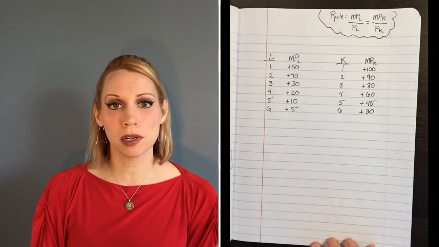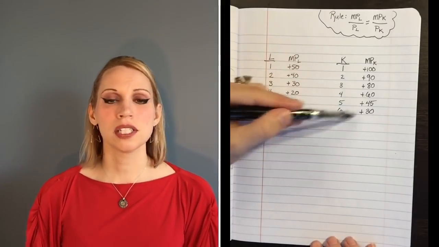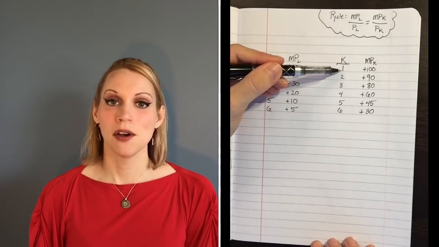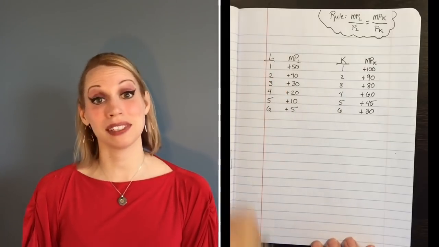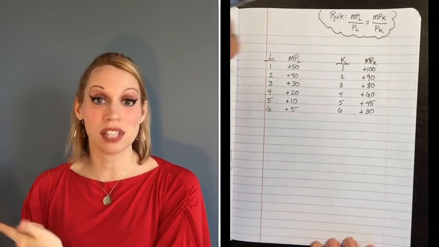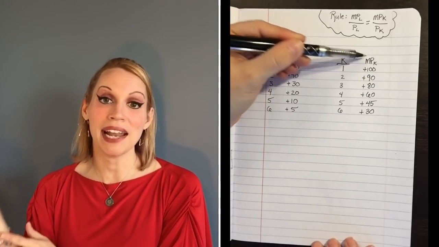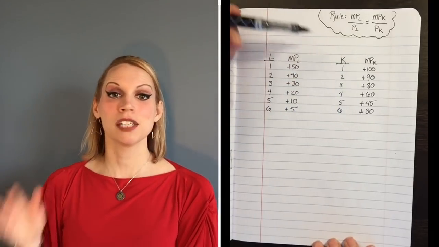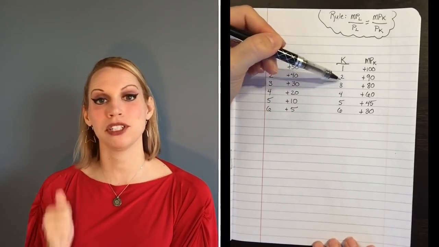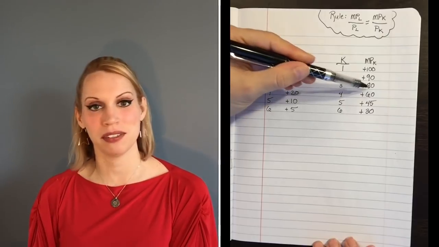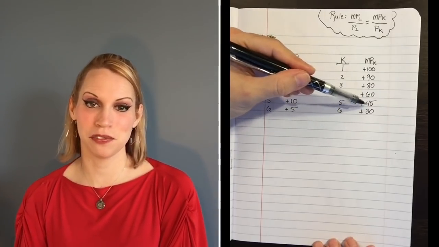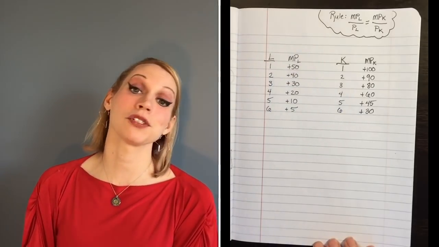Well, we're going to hire some workers, but we also need some capital. So let's see what's going on with our capital. We have a certain amount of machines. We have 1, 2, 3, 4, 5, 6 machines, and we also happen to know the amount of extra stuff that we have produced from adding each one of these machines. So we saw that when we added the first machine, it gave us an extra 100 units. The second machine gave us an extra 90. The third machine gave us an extra 80. The fourth machine gave us an extra 60. The fifth machine gave us an extra 45. And the sixth machine gave us an extra 30.